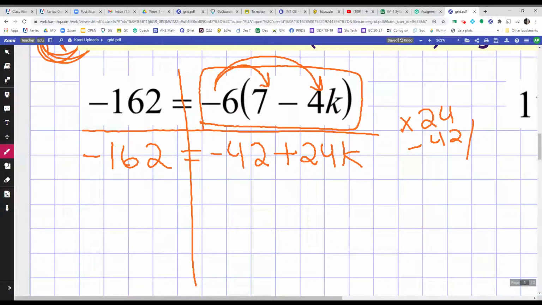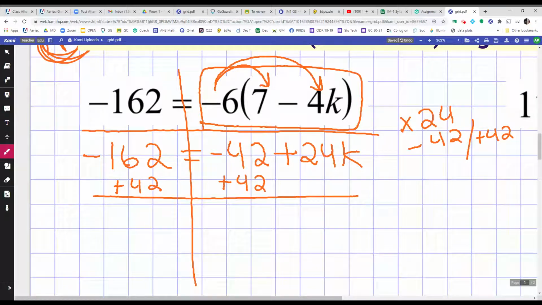The first thing we're going to do is take care of adding and subtracting. So now I'm going to add 42 to both sides, and I'm going to put it where it belongs, which is like terms. So this like term business is going to be important for us. On the left-hand side, I have a -162 plus 42. The number will get smaller because it's a negative that's becoming positive. -120 equals, this is canceled, 24k.